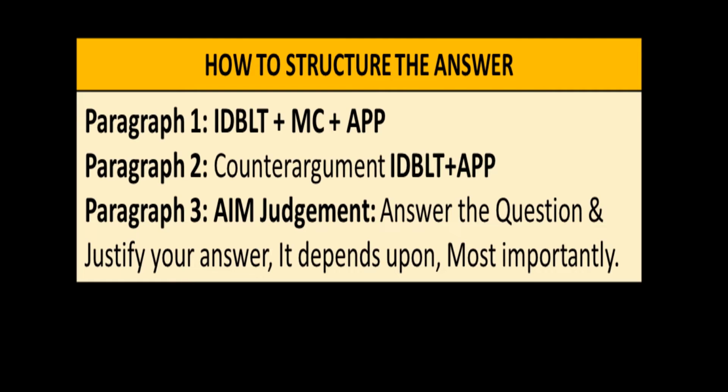Now, paragraph 2 should be a counter-argument, so you should focus on perhaps the big disadvantages facing the option that you've chosen. You identify what that disadvantage is, or alternatively the advantage of going for the alternative option that you've been given, and then you say this is because, leads to, therefore, and you include at least 1 piece of application. And then, this is really important, you use an aim judgment. So this is where you answer the question and justify your answer. You say what that answer may depend upon and what you think is most important for the firm and why.